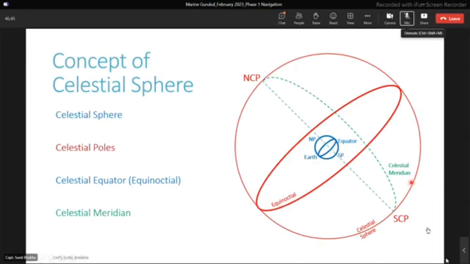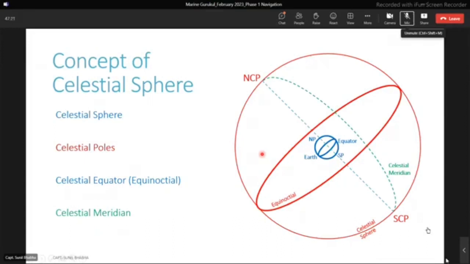So if we get the declination and the GHA of any particular celestial body, we will be able to fix up that body's position on the celestial sphere. The declination will tell us how much north or south of the equinoctial that body is, and the GHA, Greenwich hour angle, will tell us how much west of the celestial meridian of Greenwich that particular body is. So it will specify the position on the celestial sphere.